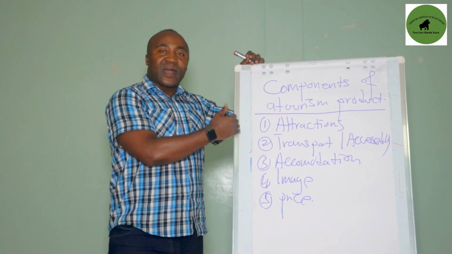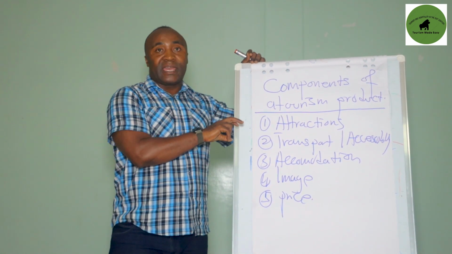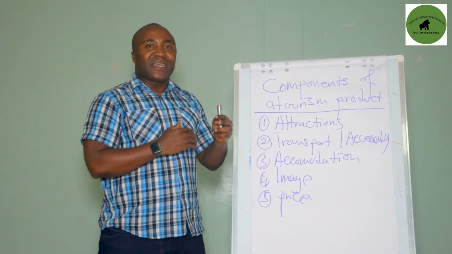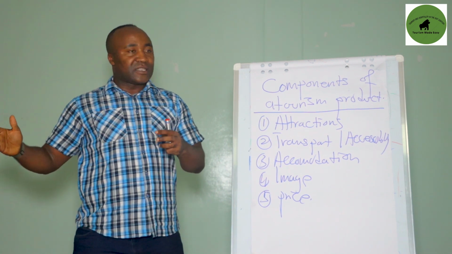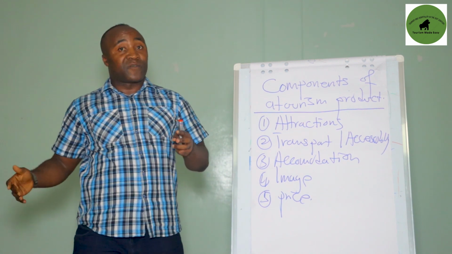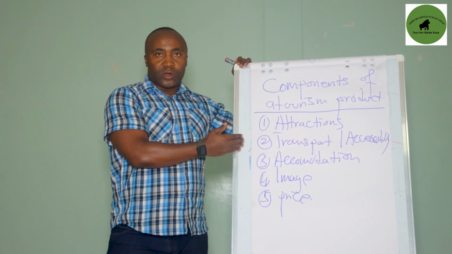Number 2, we are talking about accessibility, where we shall discuss transport becoming a key. We are looking at the movement now. Because if we are saying tourism is movement, you are moving from one place, home of residence, to a destination, and you must make a return, you go back to home of residence. Therefore, transport serves an important role.